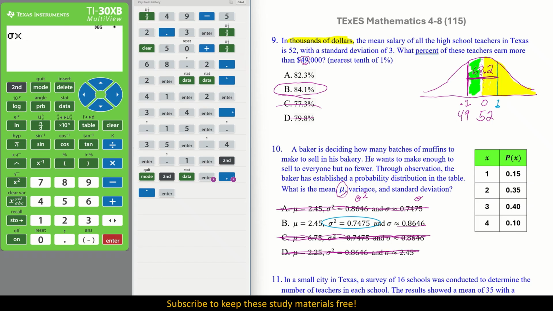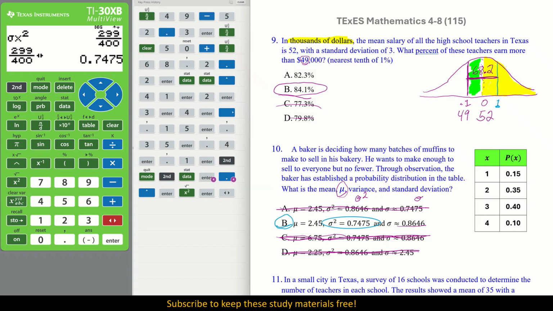We want the variance. How do we get variance? This is what we do. Simply push square and enter. Okay, now it gives me a nice fraction. Remember, you have a toggle button. And there you go. Okay, option B.